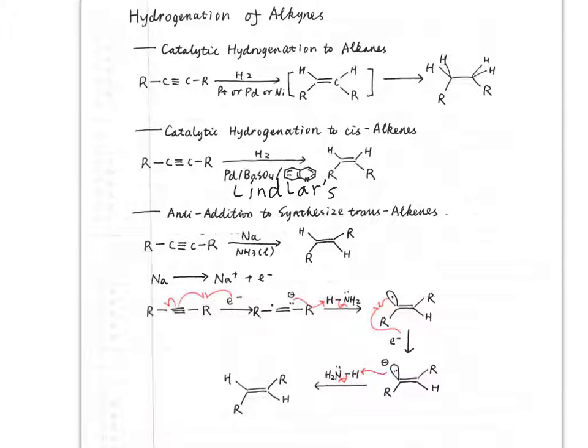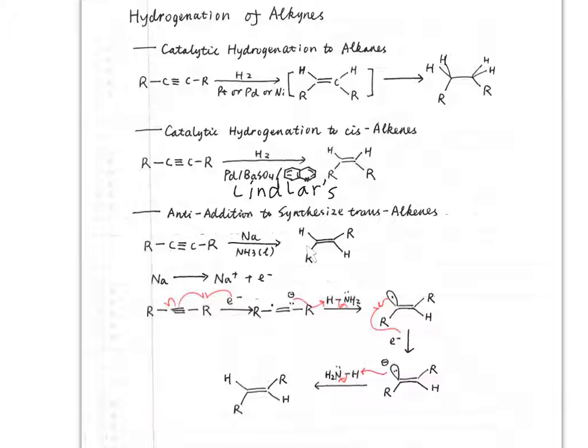What if you want to prepare a trans alkene? To prepare a trans alkene, you could treat your alkyne with sodium or lithium, with ammonia or ethylamine at low temperature. Eventually, you can generate a trans alkene.